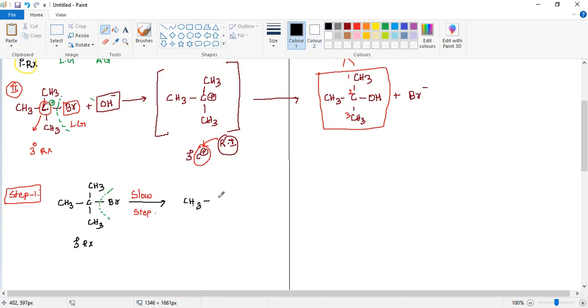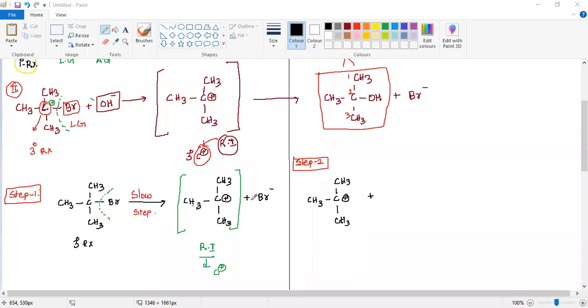CH3, C, CH3, CH3, and this one is the carbocation. And the remaining Br minus leaves out, isn't it? So here it is nothing but what? The reaction intermediate. The reaction intermediate is nothing but the carbocation. Okay, this is the first step. Chalo. Next, go to the second step.